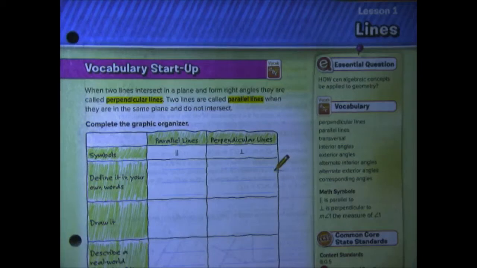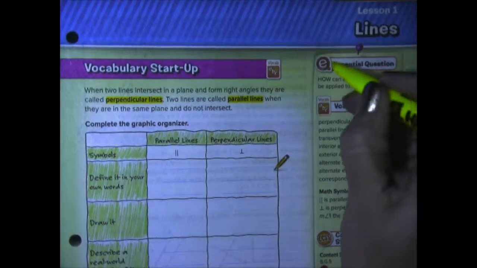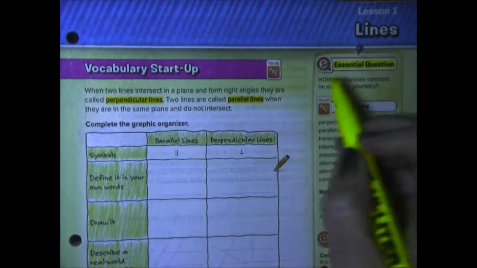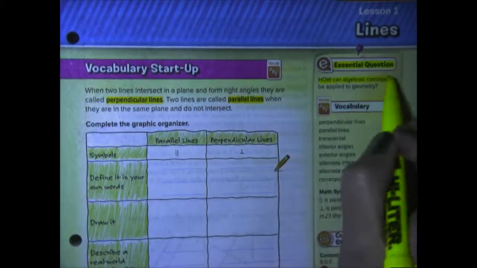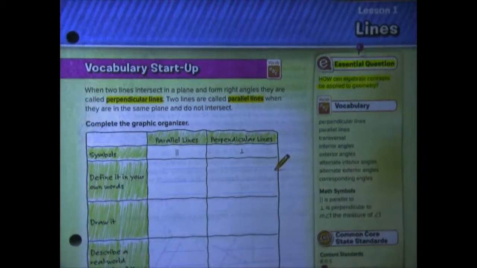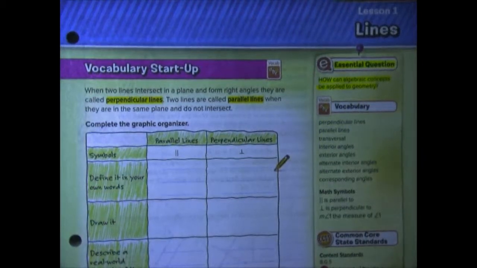So first, let's take a look at our essential question. Remember, it is important that we know what our essential question is, so we know what it is we're trying to figure out in each chapter. Our essential question is, how can algebraic concepts be applied to geometry? So just when you think you're getting away from algebra and solving equations, think again. We're going to be doing lots of solving equations in the geometry chapters as well.